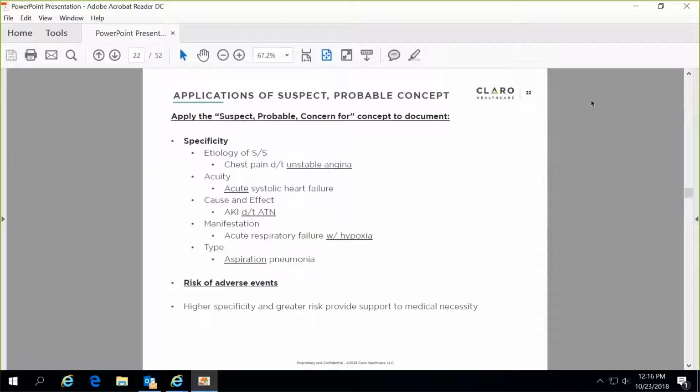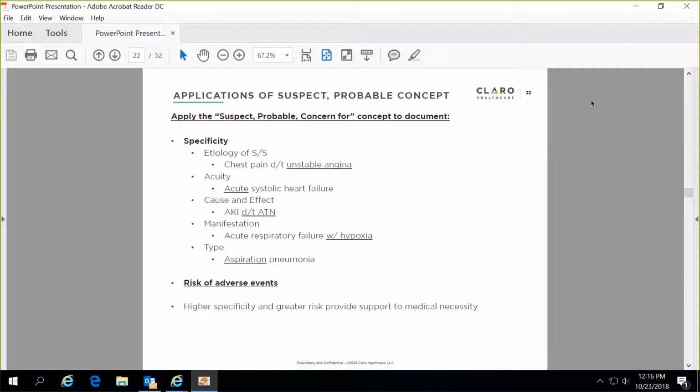So in the etiology of signs and symptoms, what is that chest pain due to? We have ruled out that it's cardiac related. Is it likely a GERD? I'm going to start you on a PPI. You're doing better. You haven't had any more chest pain. Yeah, it was likely GERD. We're going to send you home on some Prilosec, okay? Acuity, this is likely acute systolic heart failure. I don't have an echo, but based on how you present and your history, this is maybe a systolic heart failure for this patient.